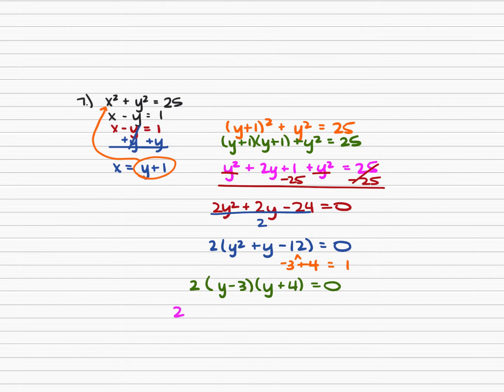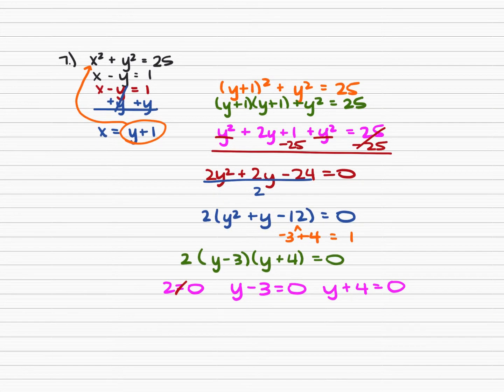Again, we're going to take each part, set it equal to 0. So y minus 3 is equal to 0, y plus 4 is equal to 0, and 2 is equal to 0. That 2 is equal to 0 is a false statement, so do not work with it. Forget about it. The y minus 3 is equal to 0. We'll add 3 to both sides. We have that y is equal to 3. Y plus 4 is equal to 0. We subtract the 4 from each side, so y is equal to negative 4.